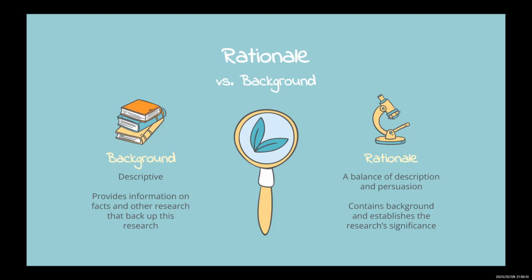However, on the other hand, a rationale is a balance of description and persuasion. So you not only need to explain, this is the information that I found, you also need to persuade your reader, who could be your sponsor or your reviewer, that this background is really relevant to my research, and this background information really proves that my research is valid and my research is necessary. So it contains background and establishes the research's significance.